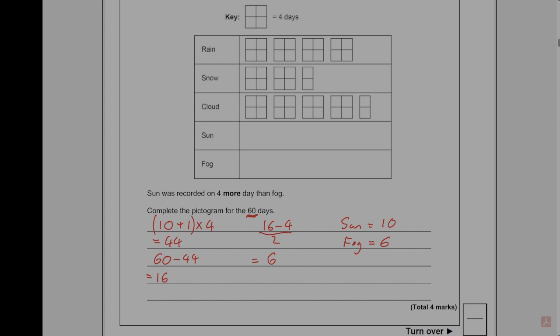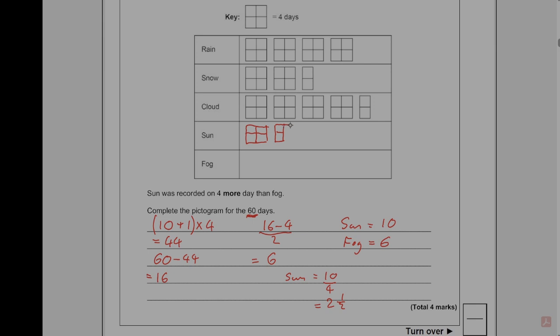So I'm just double checking everything that I've done there. Sun is going to represent 10, and each shape is going to represent 4 days. So if I do sun, 10 divided by 4 is going to be the same as 5 over 2, so I'm after 2.5 squares. So try and match as close as I can. I'm doing it freehand. Obviously I would encourage you to use a ruler. So that's going to be my sun.